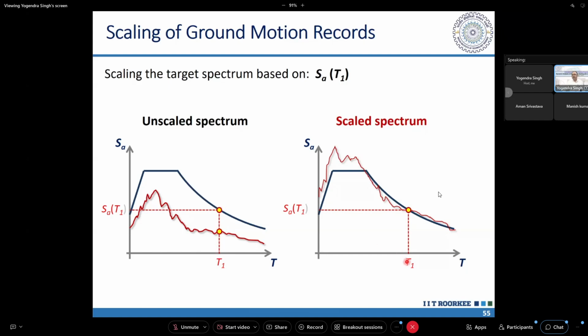So when we do the scaling like that, it will match at that point, but there may be mismatch at other points. So generally what we do, we take a range around this fundamental period and we match our response spectrum, or we do best fit in that range so that the error within that range is minimized. Although the error in other portions, you can see here, may be more, the error here is minimized.